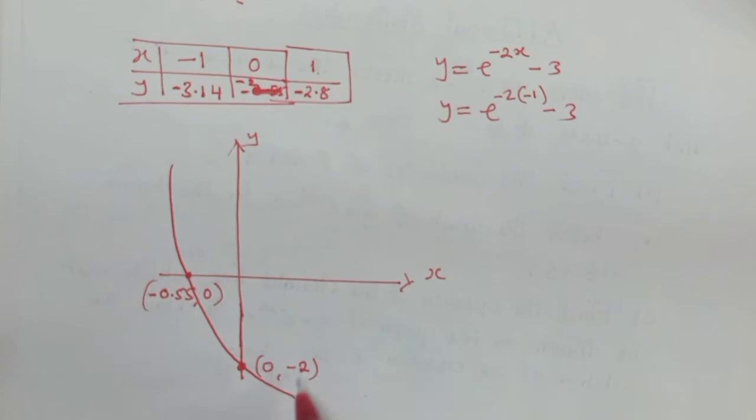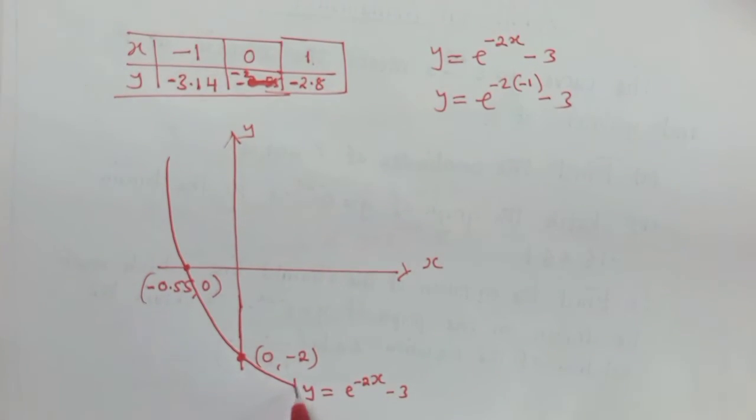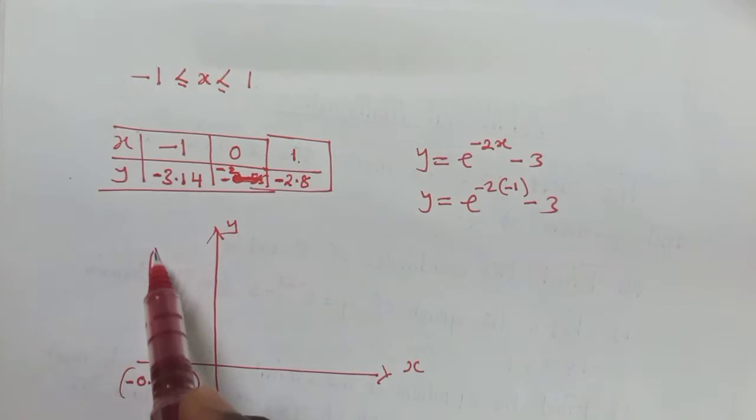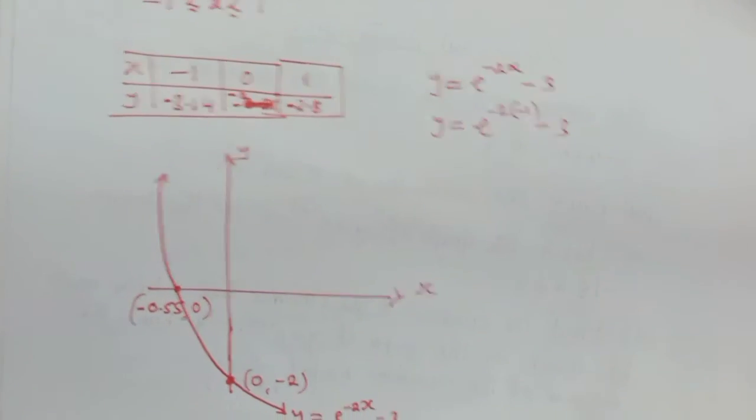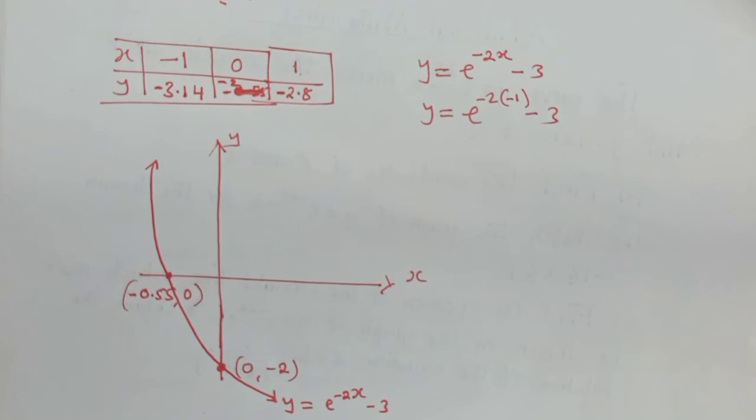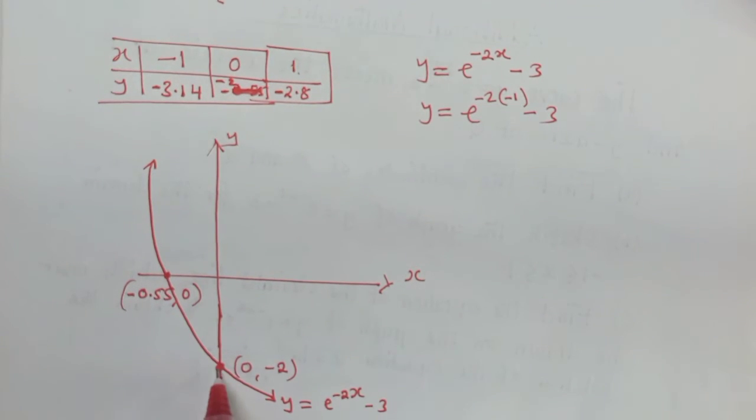So this is a graph: y is equal to e^(-2x) minus 3. Okay, so we have the graph here. The best thing to do when you've been given a curve like this is to find the x-intercept here and the y-intercept.